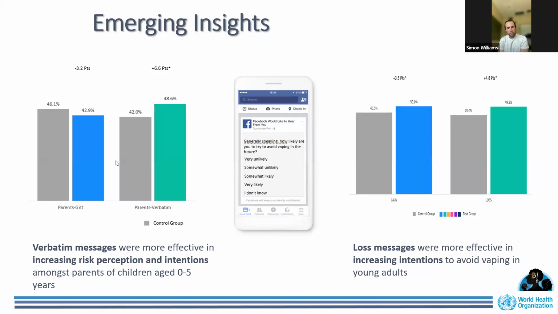We did some in-depth follow-up survey research to explore this more and found that this may be partly due to the fact that numbers and the use of these types of statistics conferred a kind of scientific credibility. It made the messages feel more scientific. We also found, for example, that loss messages were more effective in increasing intentions to avoid vaping in young adults. And again, some follow-up in-depth research we did on this suggested that conveying the severity of vaping was done more effectively by the loss messages.